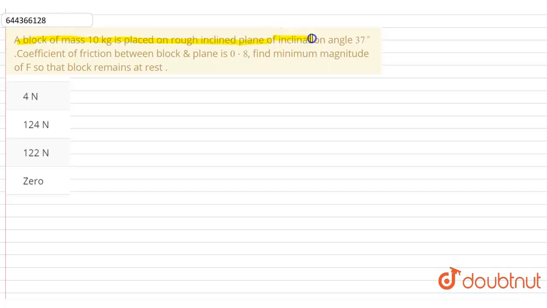Hello students, our question is, a block of mass 10 kg is placed on a rough inclined plane of inclination angle 37 degree. Coefficient of friction between block and plane is 0.8. Then find the minimum magnitude of F so that block remains at rest.